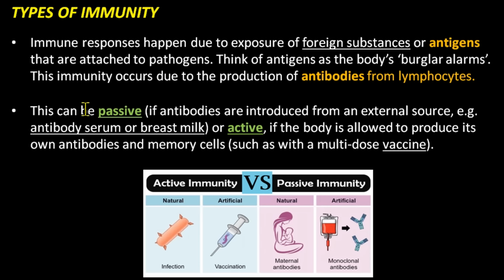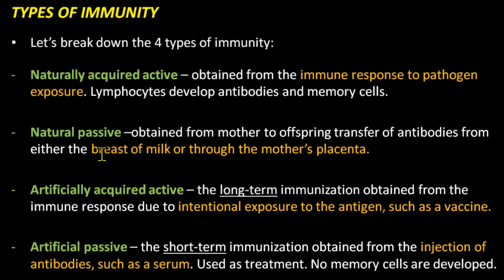So immunity can be passive or active. Passive means antibodies are introduced from an external source, for example, from breast milk, or if you inject an antibody serum into the body. Active immunity, on the other hand, is if the body is allowed to produce its own antibodies and memory cells as a response to the infection, such as a multi-dose vaccine, or if you just get naturally infected. That's called natural immunity. Alright, so let's break down the 4 types of immunity.